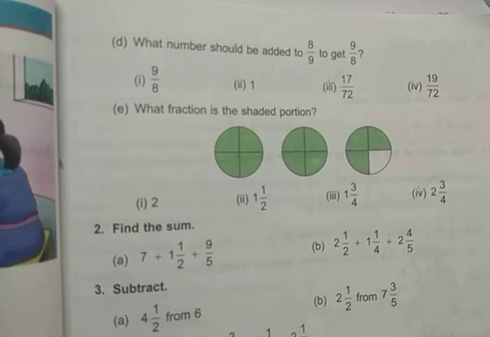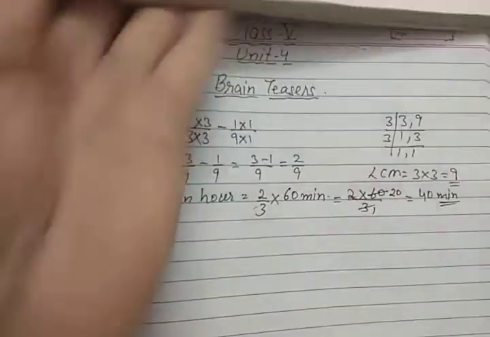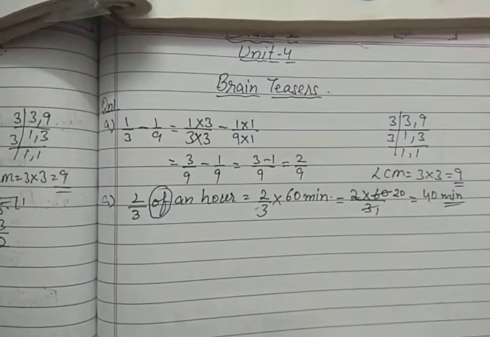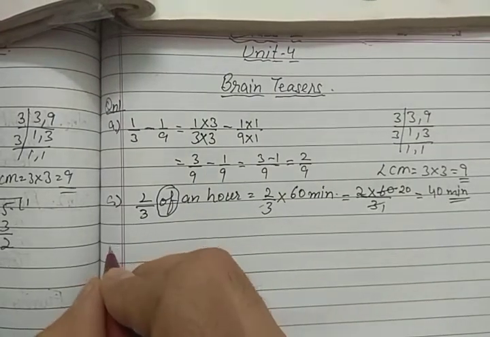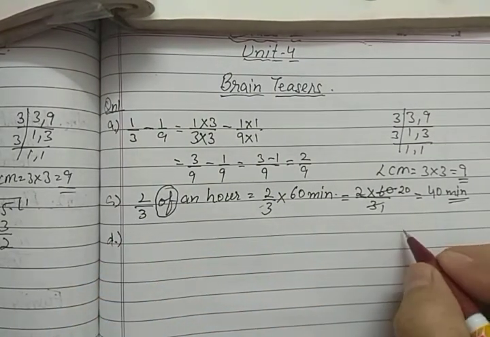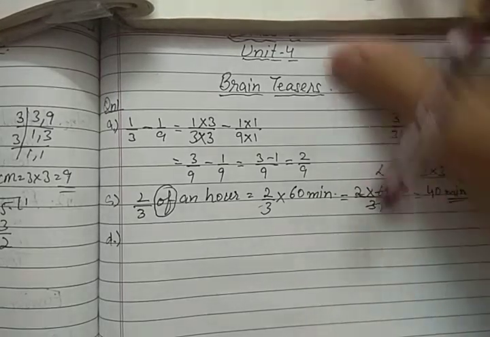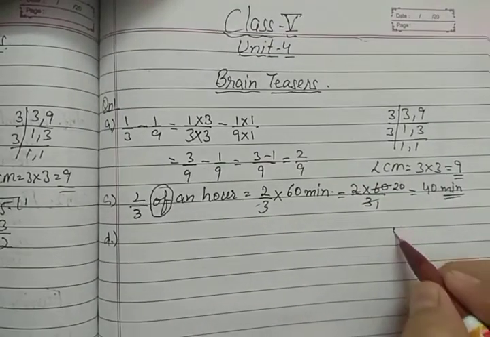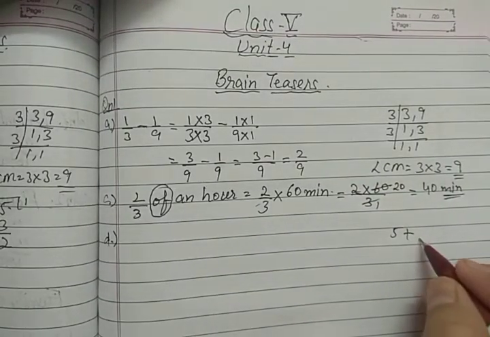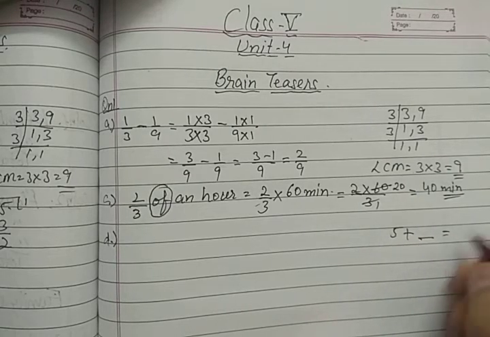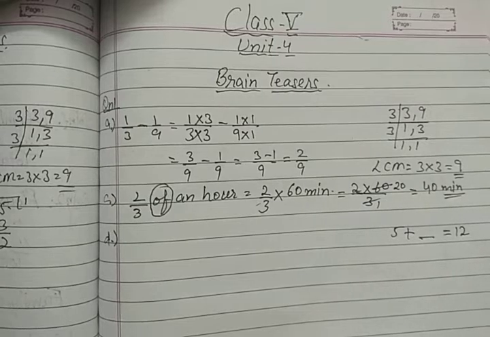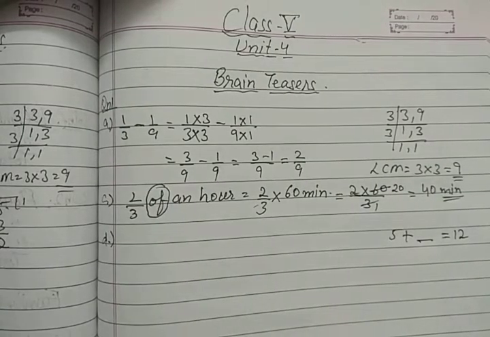So let us try to understand this question. Suppose the question is like this: what should we add to 5 so that our answer becomes 12?